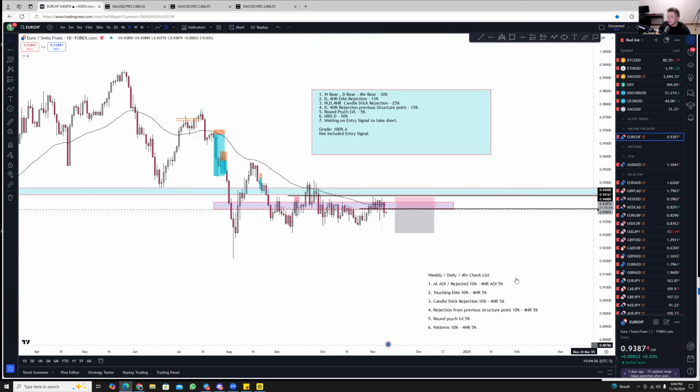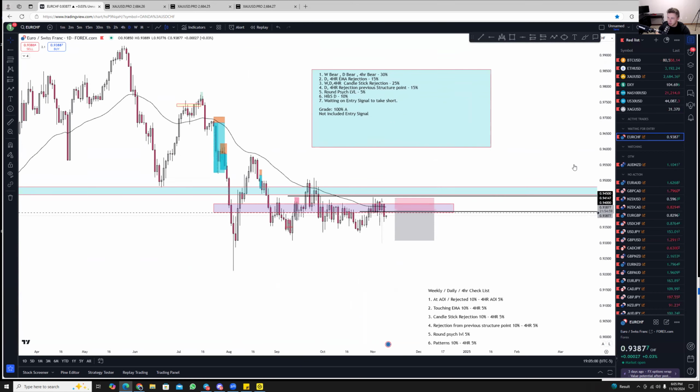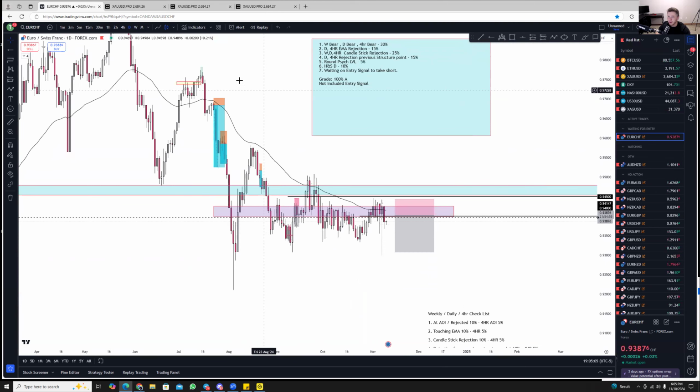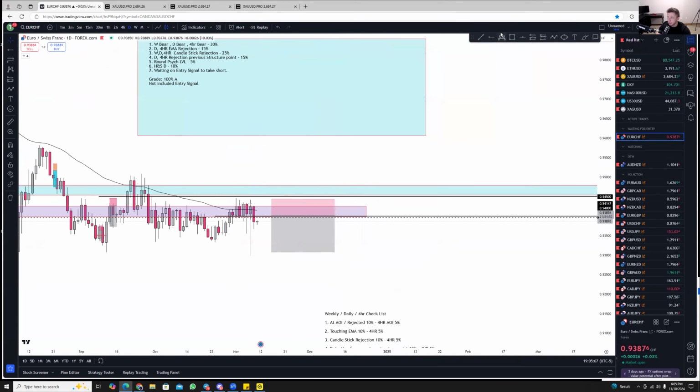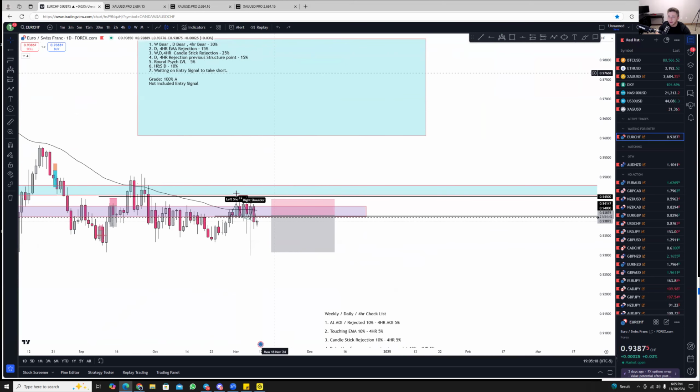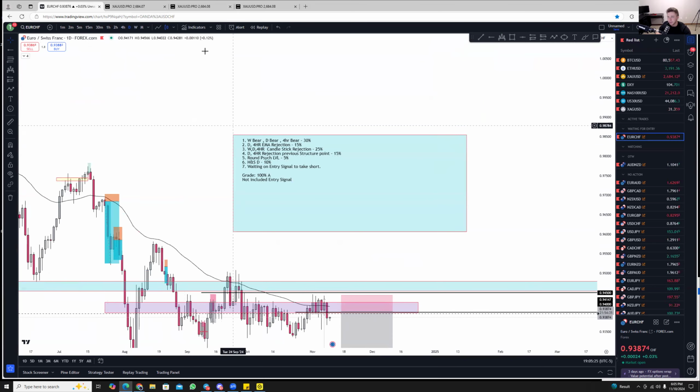Next step is our round psychological level. We have a round psychological level here with the rejection. And then we have a daily head and shoulders, as you can tell right here, and a break and retest for this to go short. So that's what we are waiting for on this pair: our entry signal. This is a 100% A-grade trade, and this is going to be our first trade of the week.